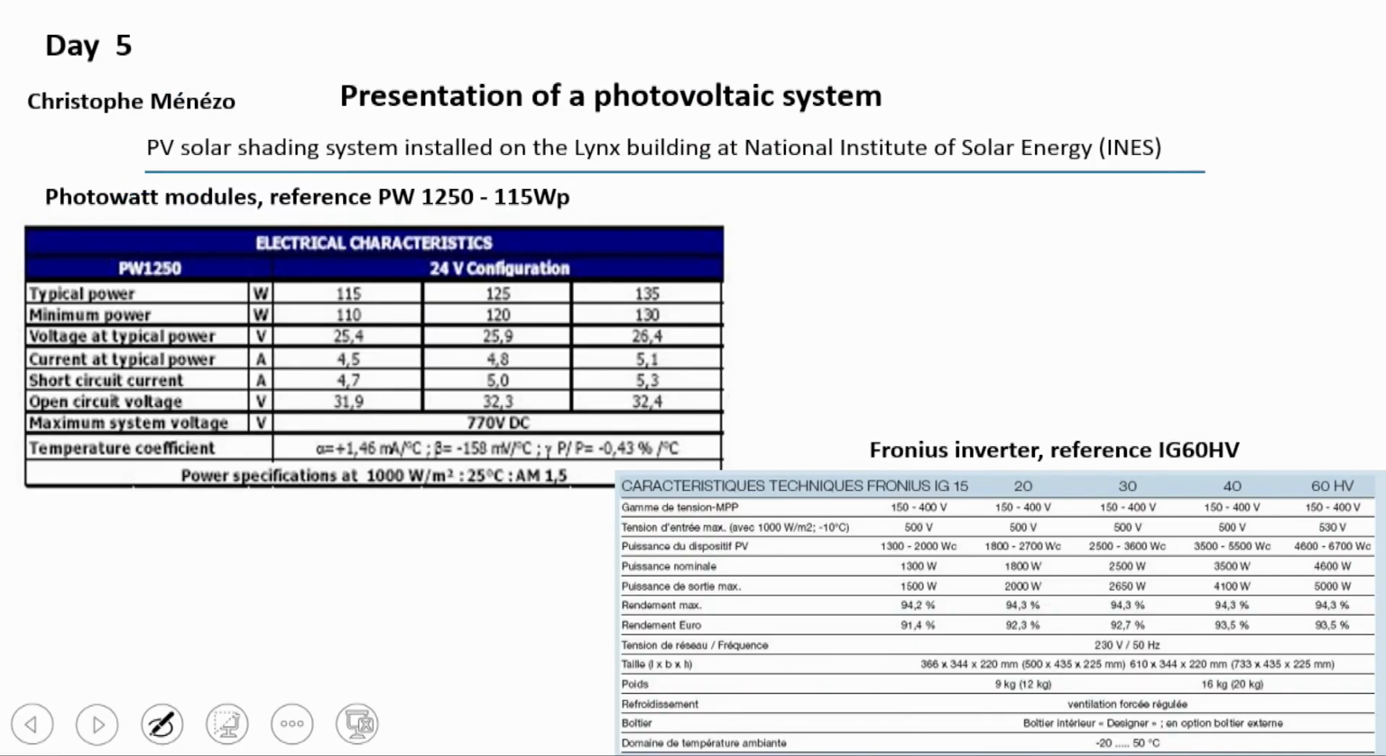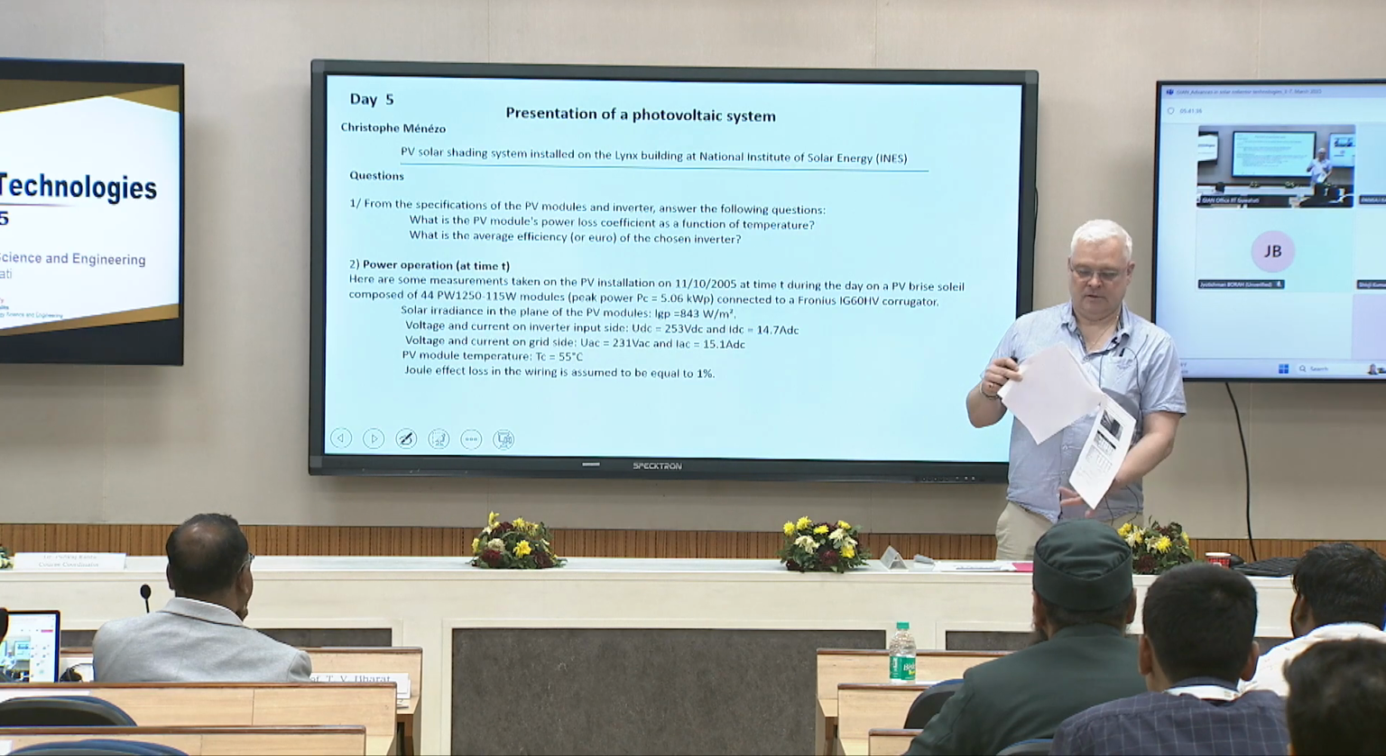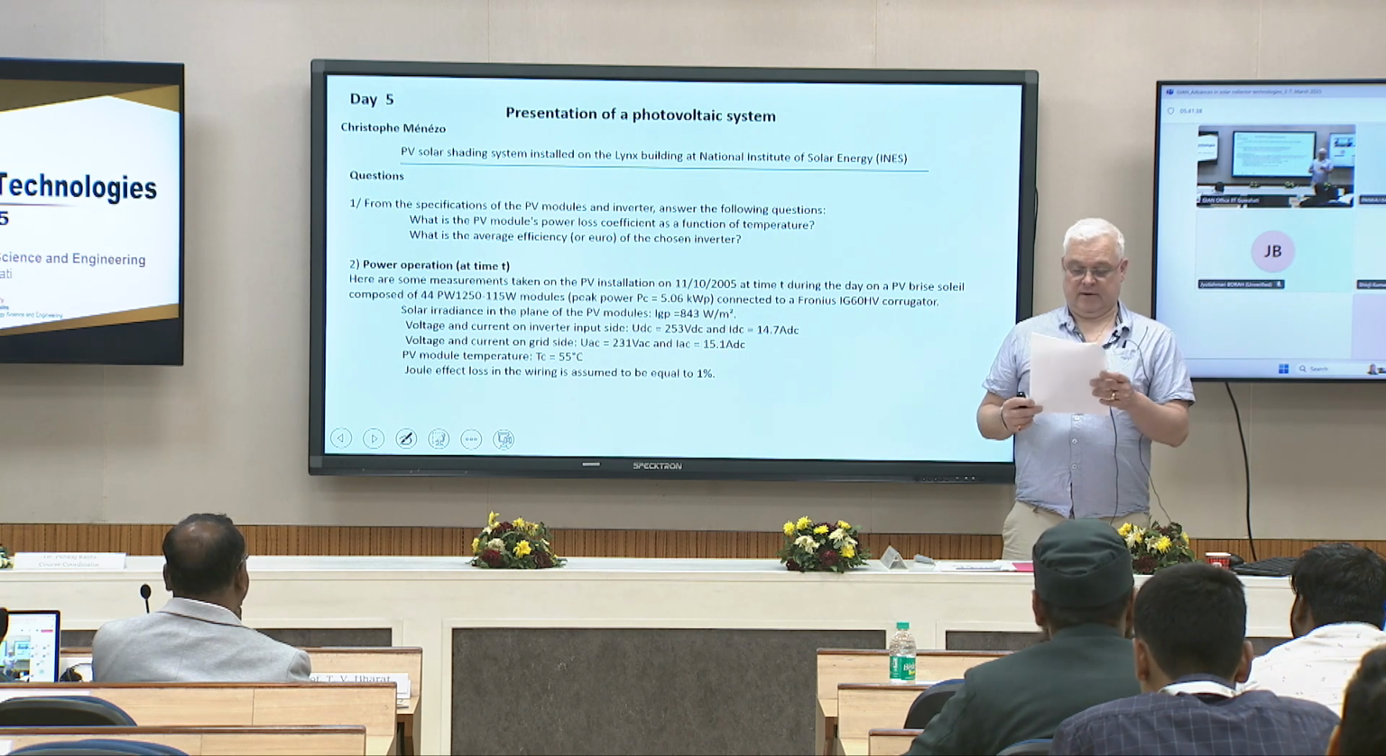I give you some questions. In principle, you should be able to answer. So, regarding the specificity of the module and the inverters, what is the PV module's power loss coefficient as a function of temperature? And what is the average efficiency of the chosen inverter? Okay? So I'll let you think about it. So you have to read the characteristics.